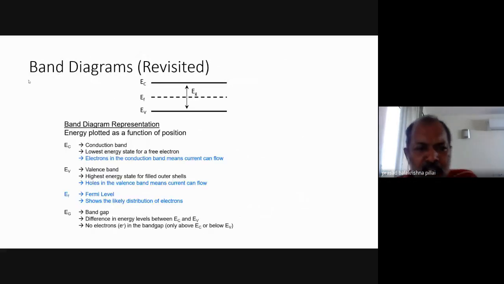One thing, as far as the band diagram is concerned, we should know that EI or EF, the Fermi level, will be near to the middle of the band gap, because you have a conduction band and valence band, and there is a forbidden band. So the energy state corresponding to Fermi level will be in the middle.